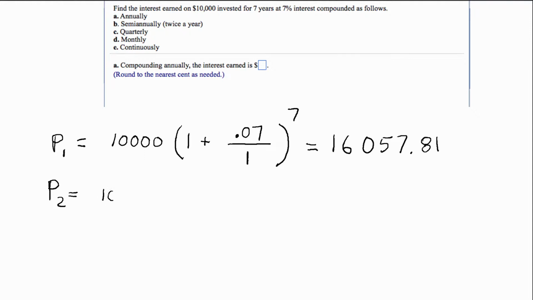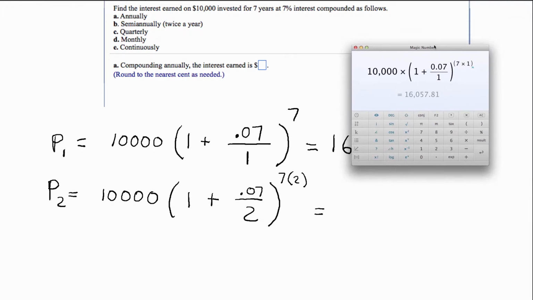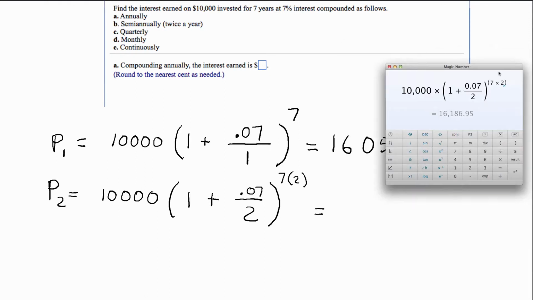It's a similar formula. The idea of compounding is that you get half the interest, but you get it twice as often, so that's 0.07 divided by 2. But then since you're compounding it twice a year, you get 7 times 2, or 14, compounding periods. Let's see if that has any effect on the calculation. That becomes a 2, and this becomes a 2. As we can see, we get a little bit more.